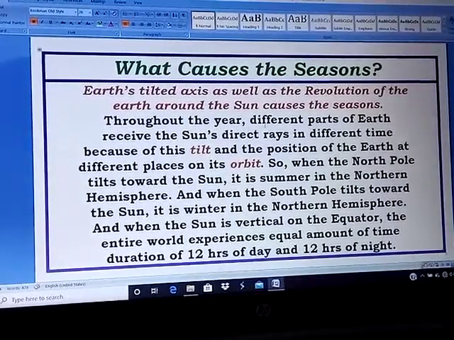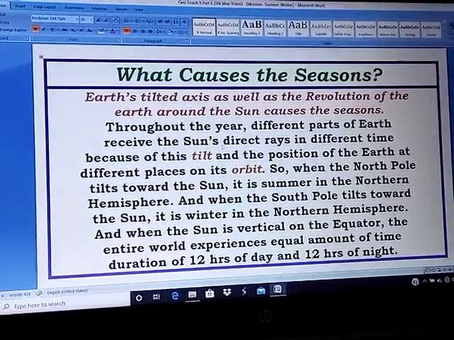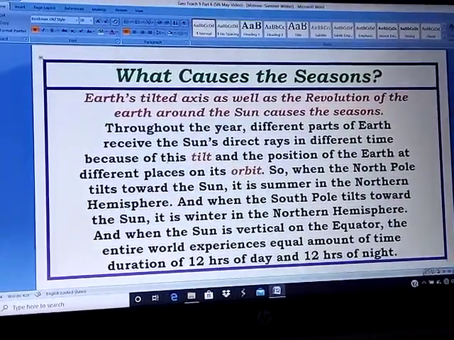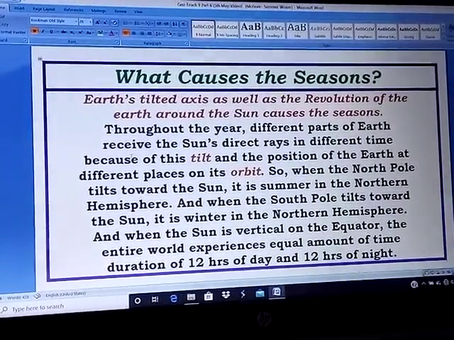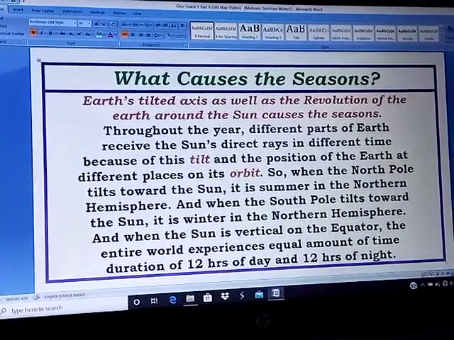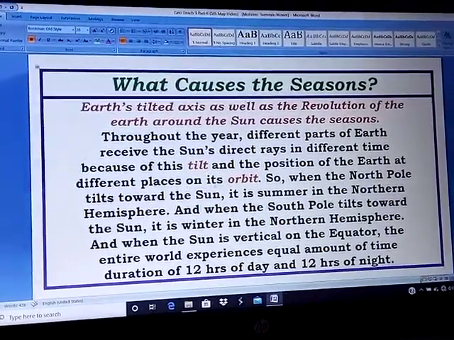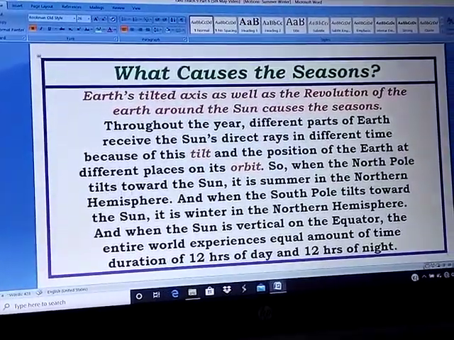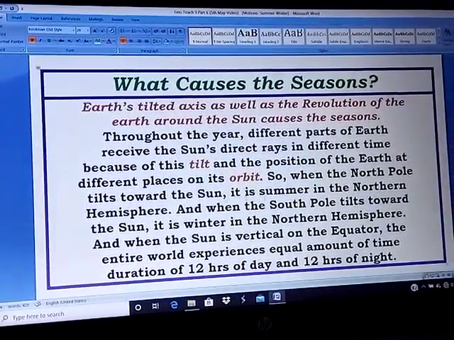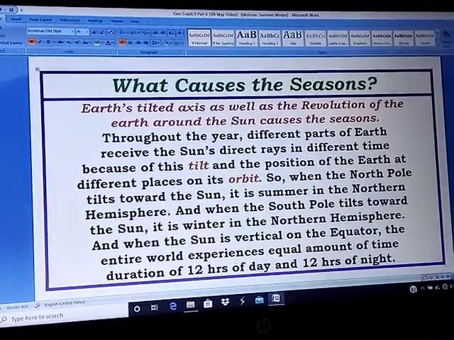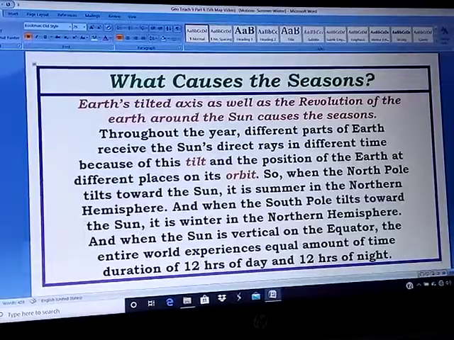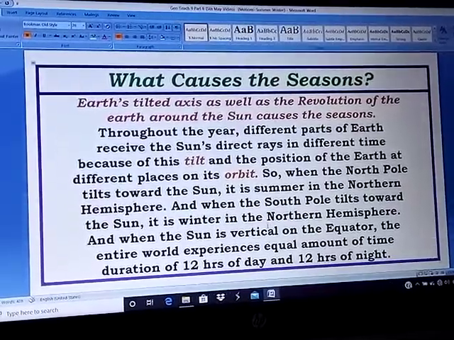Throughout the year, different parts of the earth receive the sun's direct rays at different times because of the tilt and the position of the earth at different places on its orbit. So when the North Pole tilts towards the sun, it is summer in the northern hemisphere, and when the South Pole tilts towards the sun, it is winter in the northern hemisphere.